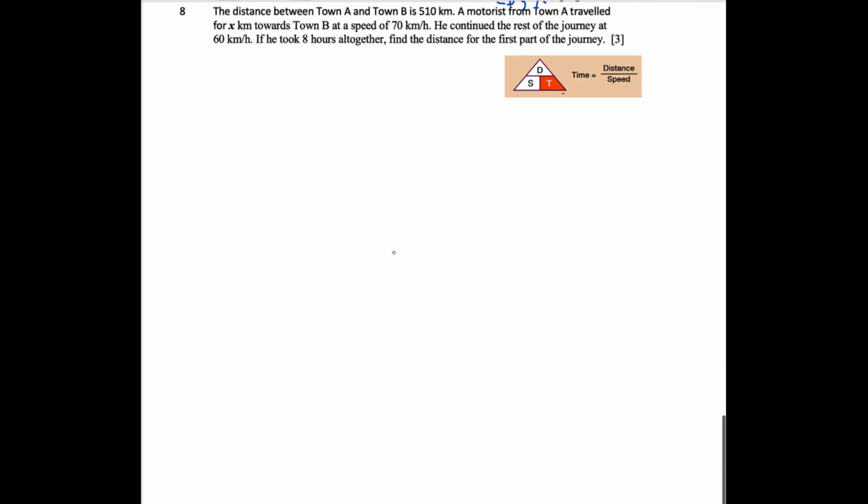Okay, the last sum. The last sum is on speed, time, and distance. To do this sum, we need to draw a diagram so that we can understand the sum. The distance AB is 510 kilometers. A man traveled first x km, and of course the remainder is 510 minus x km.